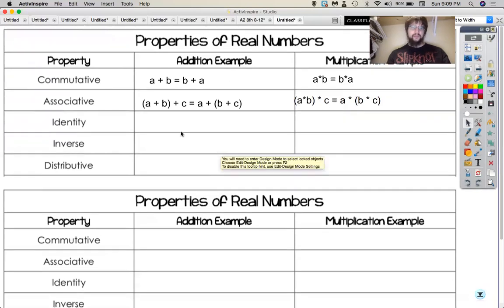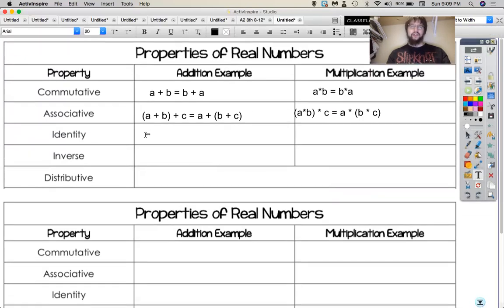The identity. So identity means you get whatever you started with back. So if we're adding something, A plus what is equal to A? A plus 0 is equal to A. For multiplying, though, A times what is A? A times 1 is A. So those are our identities.